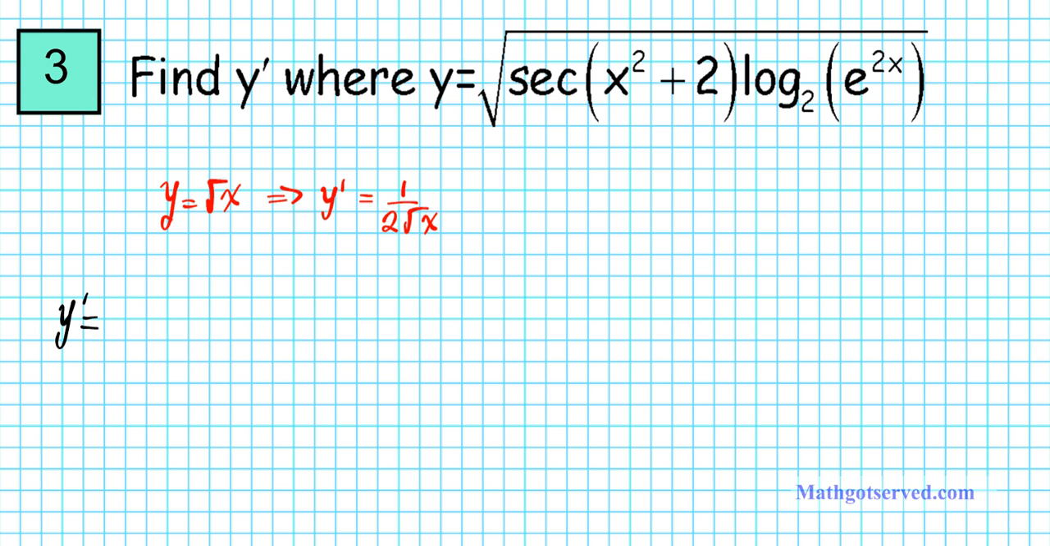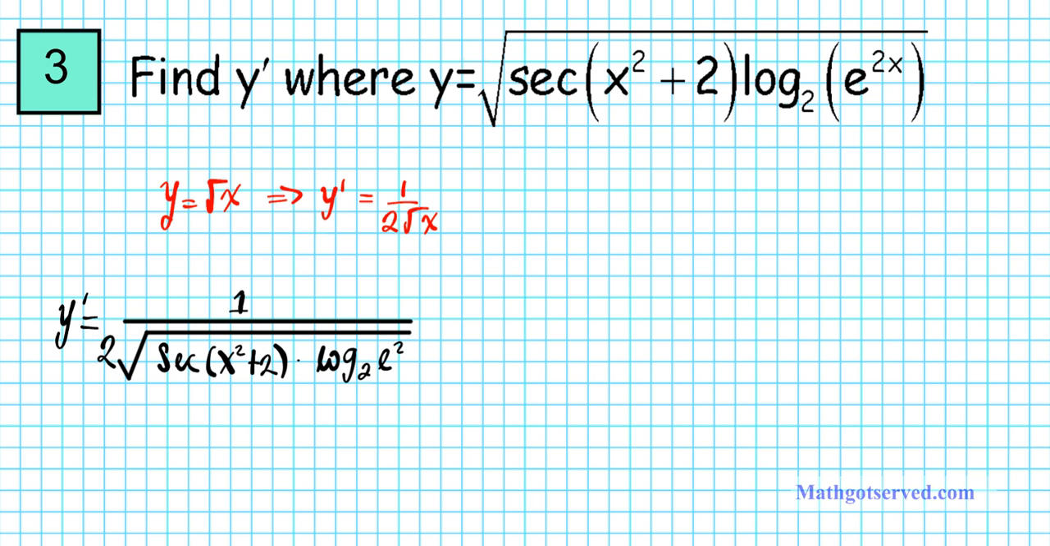So that's going to be 1 over the square root of the entire function. Actually, we have to put a 2 in front. So 1 over 2 root secant x squared plus 2 times log base 2 of e to the 2x.